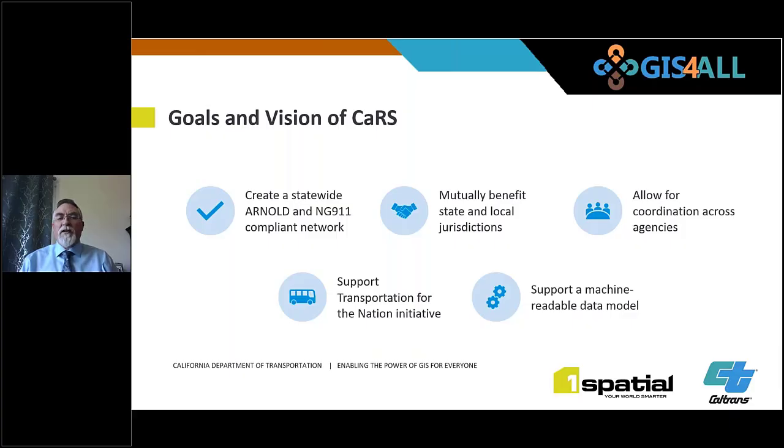The goal and vision of this project is big. We look to create a statewide all roads network and a NextGen 911 network that is fully compliant with the California data standards. This in turn will allow all government agencies in California to benefit from better reporting to the federal government and help the federal government meet its own goal of the Transportation for the Nation initiative. All this will hopefully reduce everyone's effort and resources that are needed to maintain their own road networks, along with building greater collaboration and coordination of data sharing between all California agencies. Next slide.